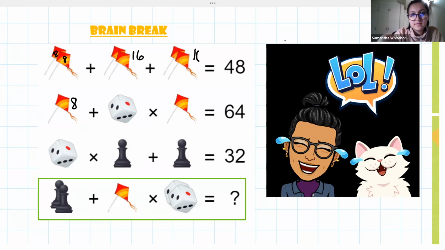Then the next step, I said 64 minus 8. Good. Which gave me 56. Then I say 56 divided by 8, which gave me 7. Excellent. Then I found out the 2 dice are 14. Good.